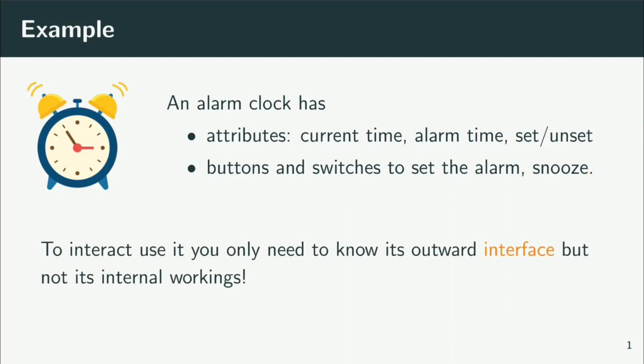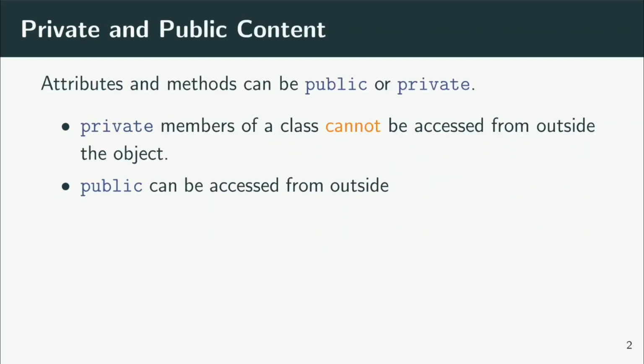To interact with the alarm clock, you really only need to know how to use the buttons, and you don't need to know how the alarm clock works internally to keep the time and to ring later on. In object-oriented programming, the corresponding mechanism that allows you to declare what's outside and inside is you can have attributes and methods to be declared public or private. Private members of a class can't be accessed from outside, meaning they can't be called or directly referred to in code outside of the class content.